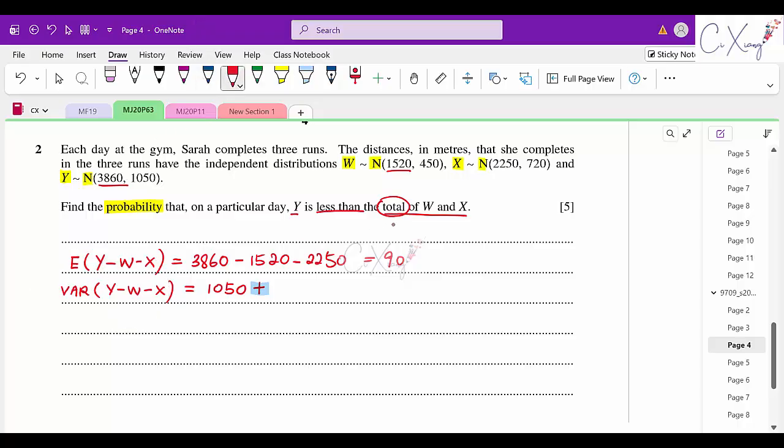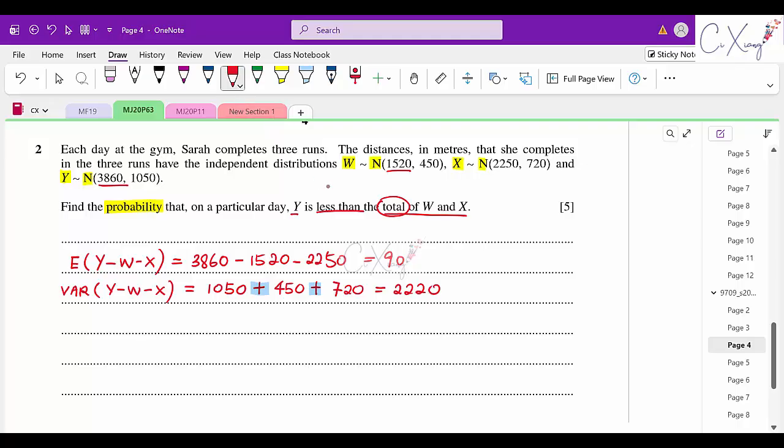Then what's the variance of W? Variance of W will be 450. Then again, we are having a plus one more time here, changing the negative to positive sign. And then what's the variance for the x? We are having x is this one, 720. If you add these three values together, by right, you will get 2220.